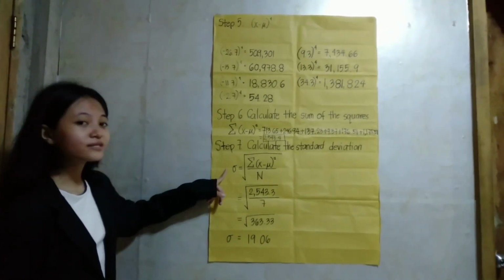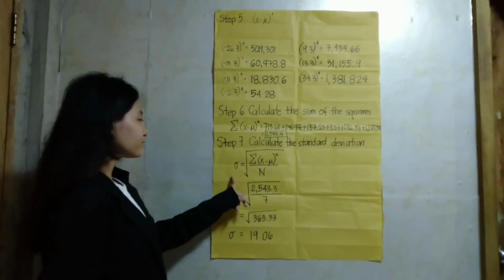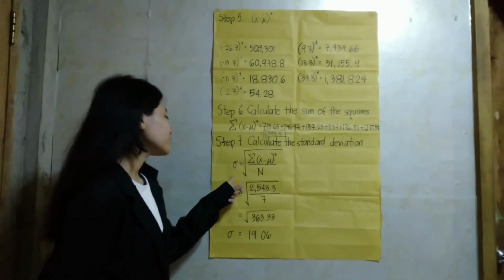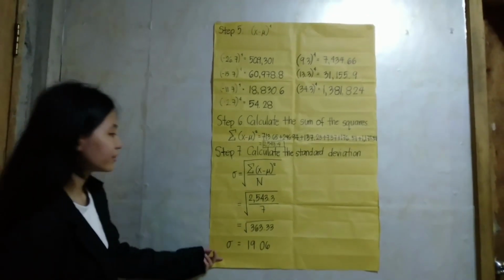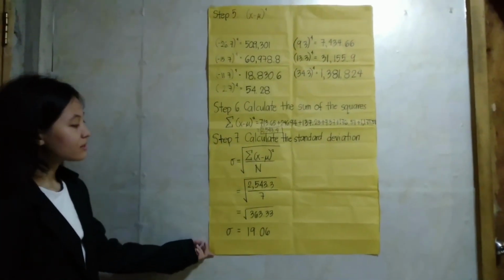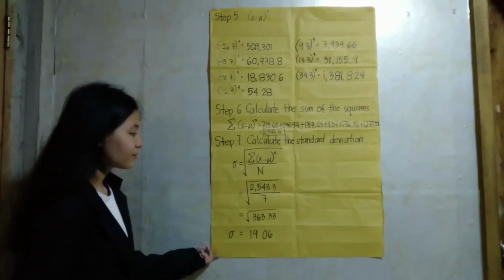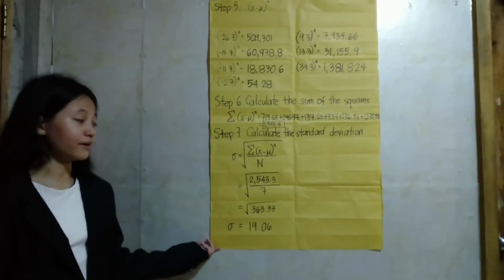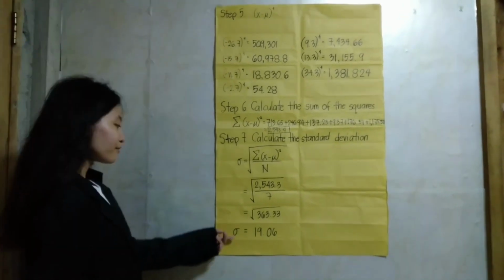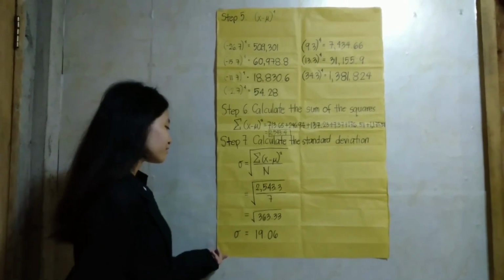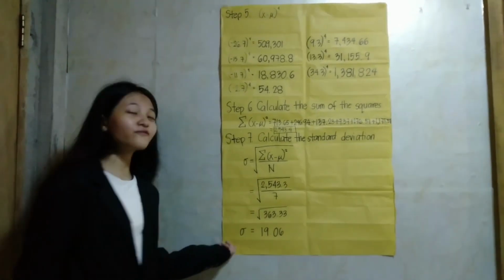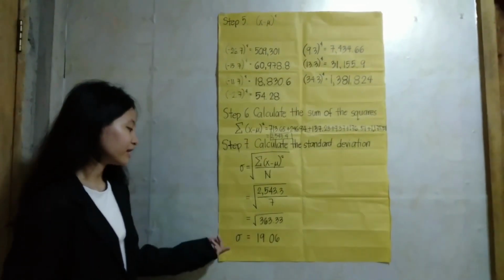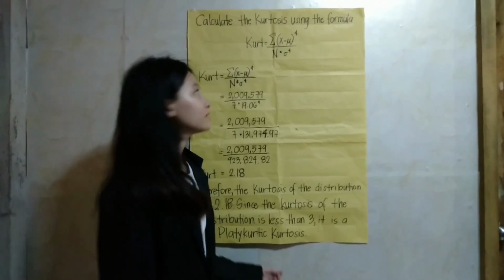Step 7. Calculate the standard deviation. The formula for standard deviation is standard deviation equals square root of summation of (x minus mean) squared divided by n, equals square root of 2,543.3 divided by 7, equals square root of 363.33, equals 19.06. Therefore, the standard deviation is 19.06.